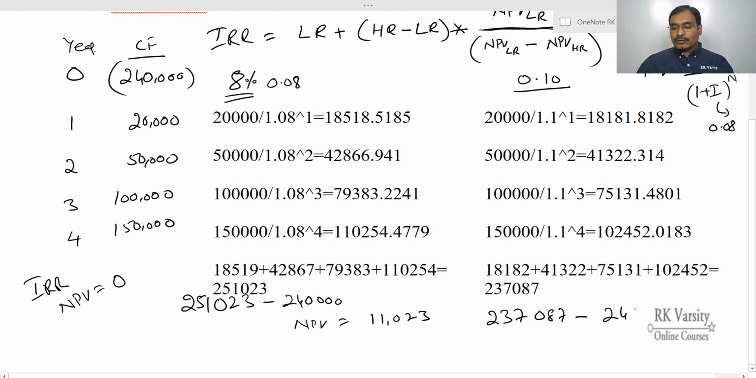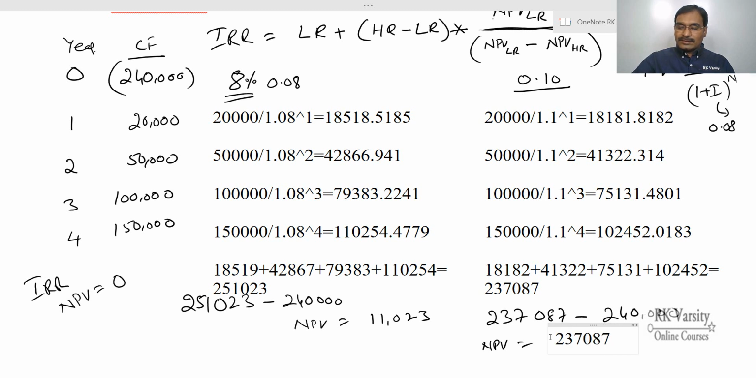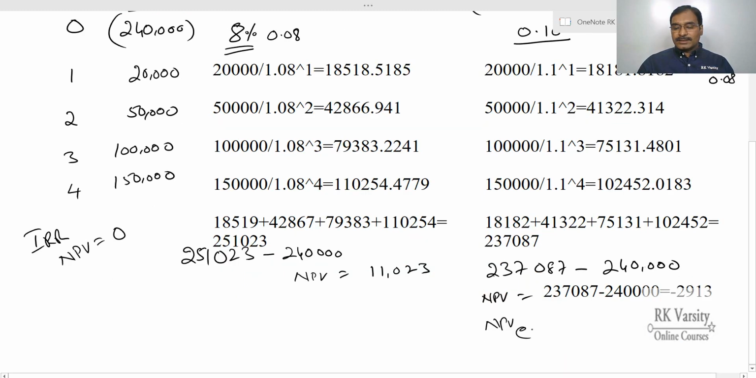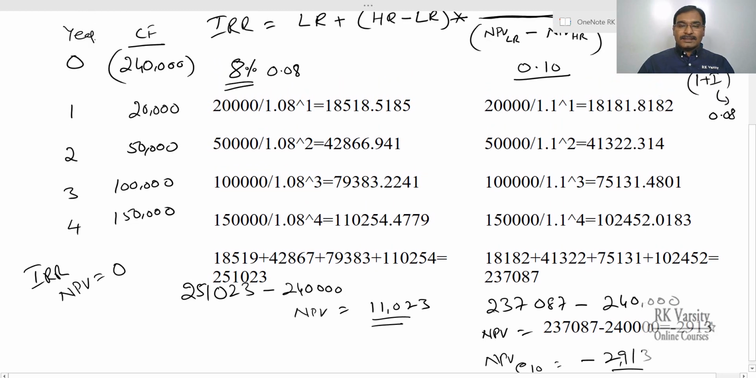The present value of cash flows is $237,087 minus $240,000. So your NPV is minus $2,913. So NPV at 10% is minus $2,913. Here you have a positive net present value and here a negative net present value. That means your IRR will lie somewhere between 8% and 10%. As we got a positive net present value at 8%, we increased the discount rate from 8% to 10%. If in your first trial you get a negative net present value, then you need to decrease the discount rate.